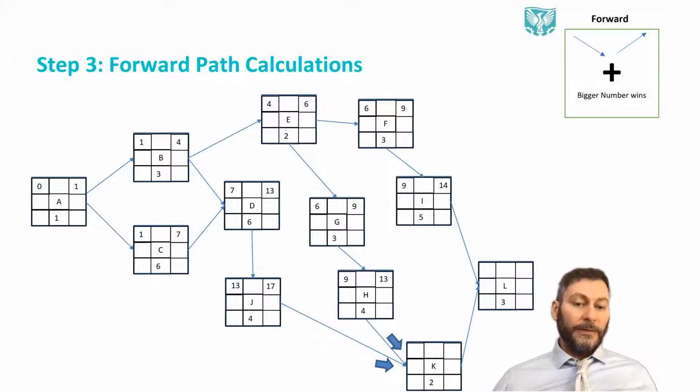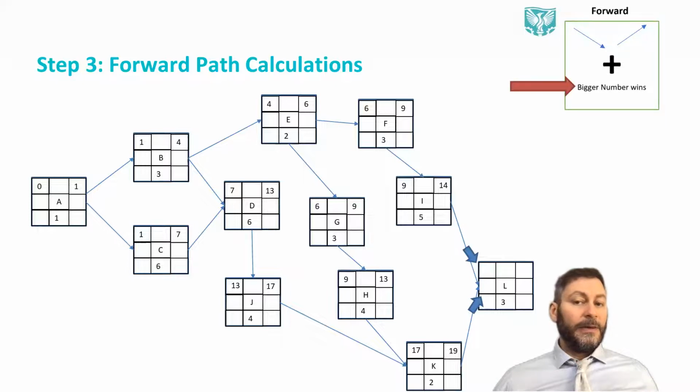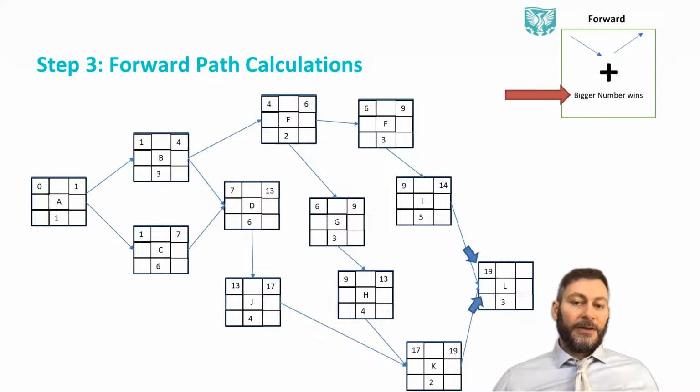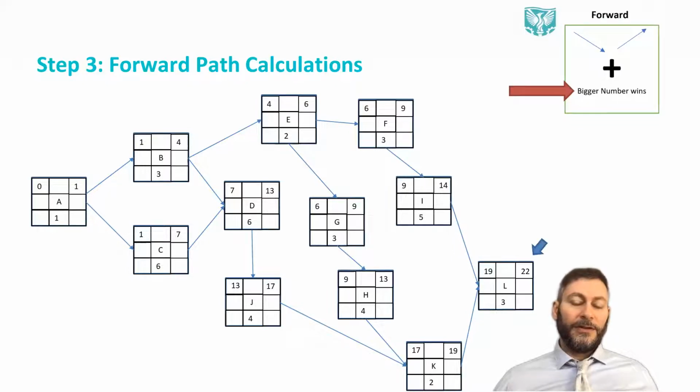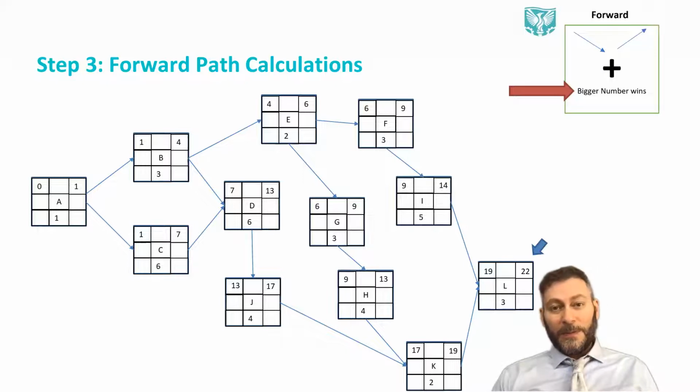Again, the bigger number wins. Is it going to take 17 or 13? It's going to take, of course, 17. 17 plus 2 is 19. And we get to L. L has a choice between I and K. So again, it's going to go with the bigger number, and the bigger number is going to be 19. 19 plus 3 is 22. So the total duration of the project is 22.